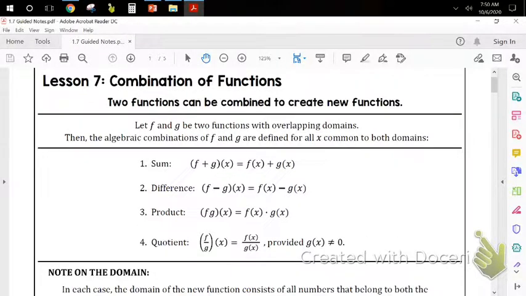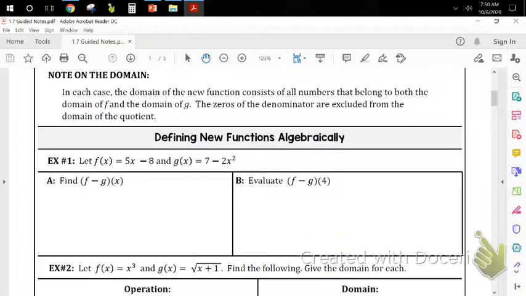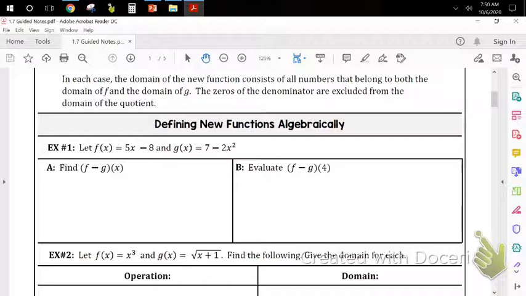All right, so then it tells us note on the domain. In each case, the domain of the new function consists of all numbers that belong to both the domain of f and the domain of g. The zeros of the denominator are excluded from the domain of the quotient.